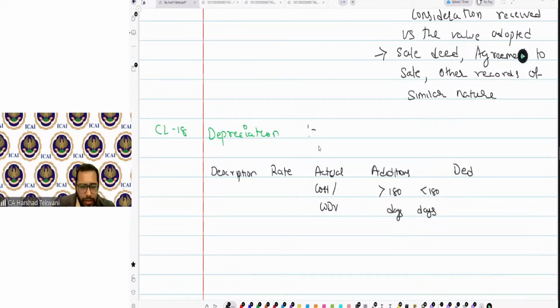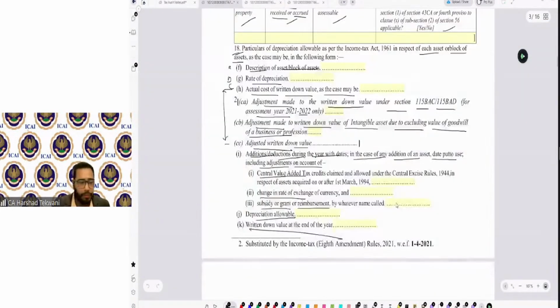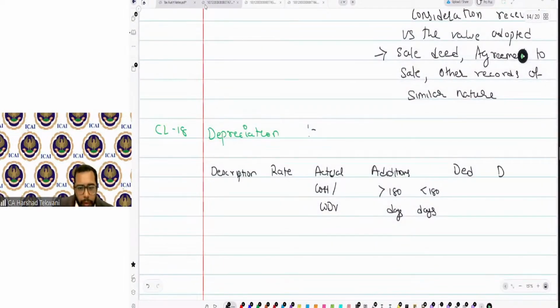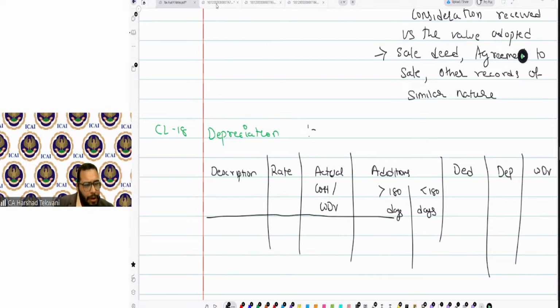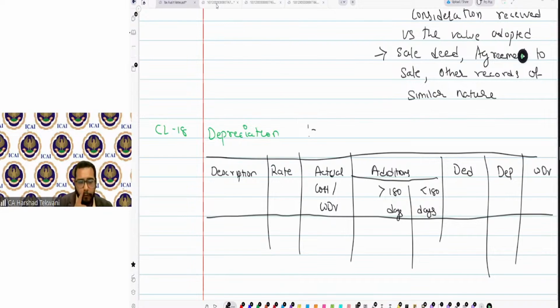Same way we have deductions, okay, with respect to the assets. Now, again, these deductions can be because of adjustments. Again, additions can be because of adjustments, okay. Then you have a depreciation allowable, and the written down value at the end of year. Depreciation and WDV. So by this way, you prepare a summary of your depreciation details that is required to be reported in your Form 3C.